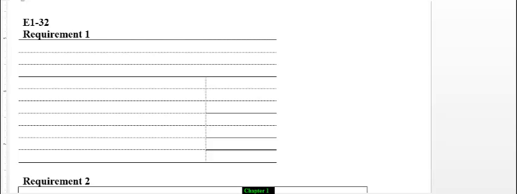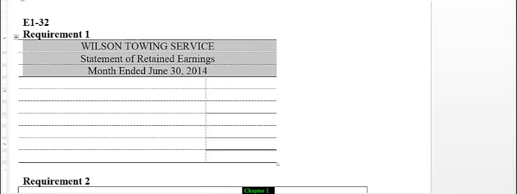So when completing any financial statement, you have to include the heading, which is going to include the name of the company. We're looking at Wilson Towing Service, the name of the statement, statement of retained earnings, and the time period. Statement of retained earnings will always be for a specific period of time. So we're looking at for the month ended June 30th, 2014.